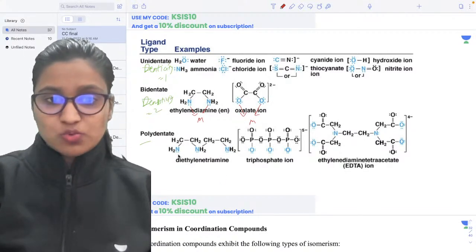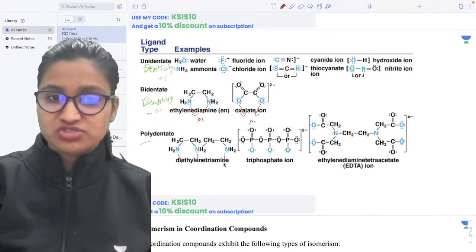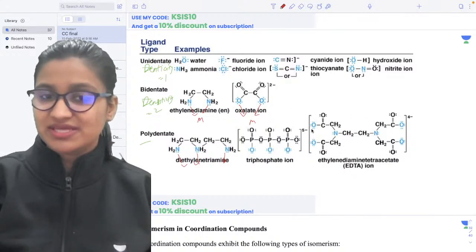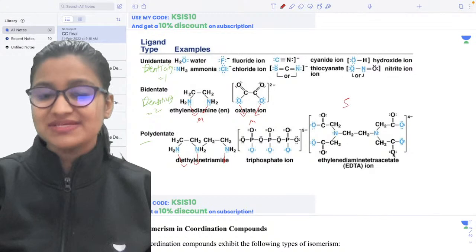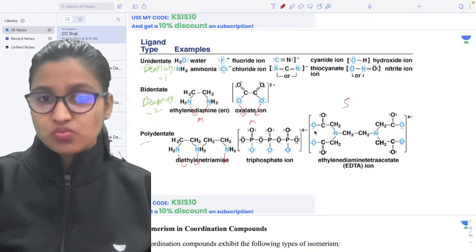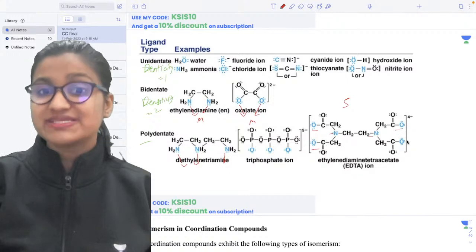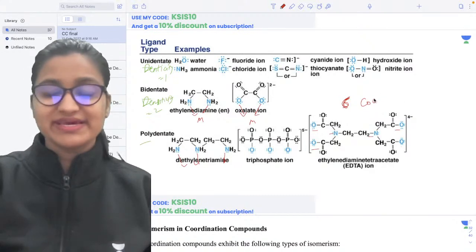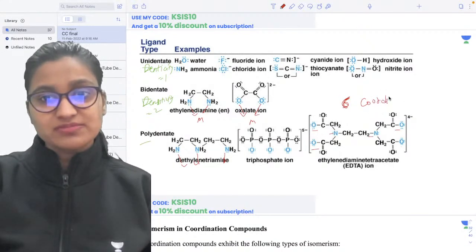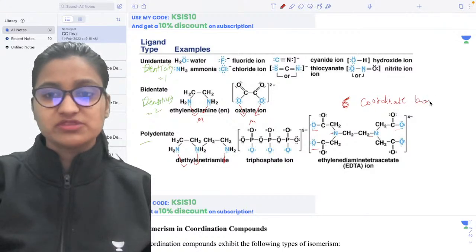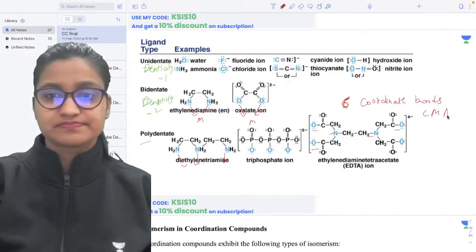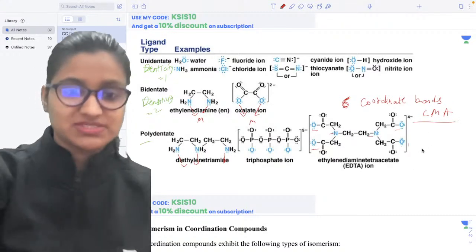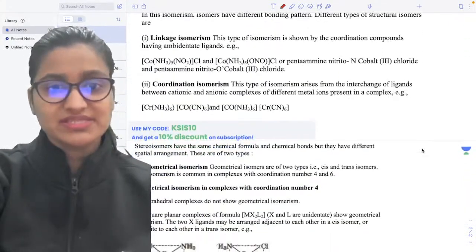Polydentate: you can see here one bond from this nitrogen, one from this nitrogen, and similarly everywhere. Ethylenediaminetetraacetate can form 1, 2, 3, 4, 5, 6 coordinate bonds. This one ligand alone can form 6 coordinate bonds with the central metal atom.